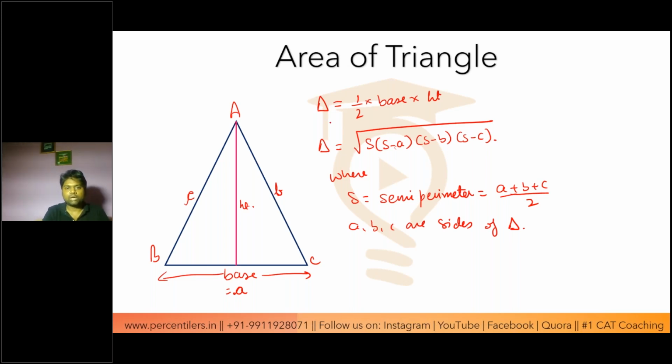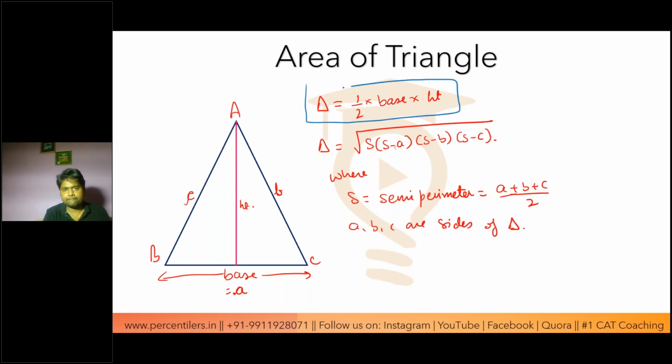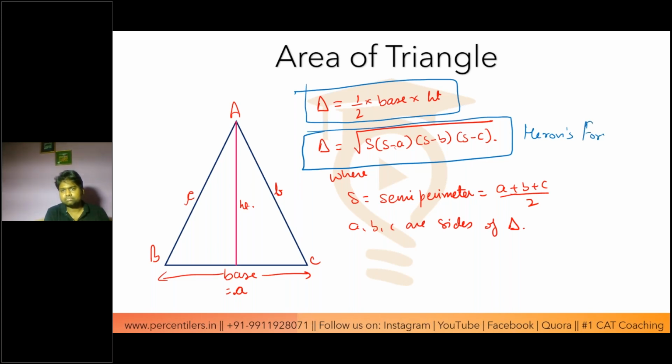Okay. So these two are the main formulae. Let me change the color and then I'll tell you. Okay. And this one is called Heron's formula. Will work every time when you know all the values of all the three sides. Otherwise, you know base and height.